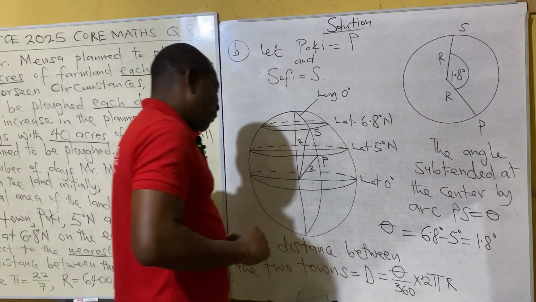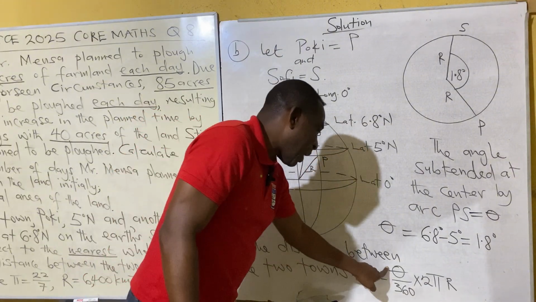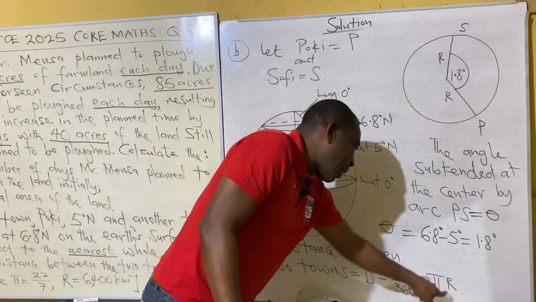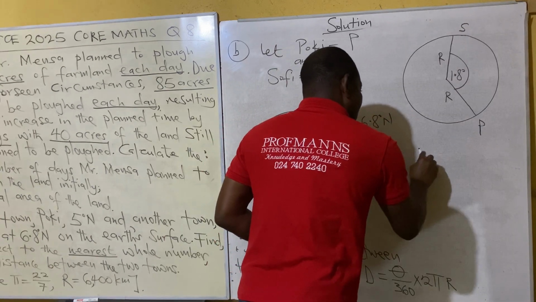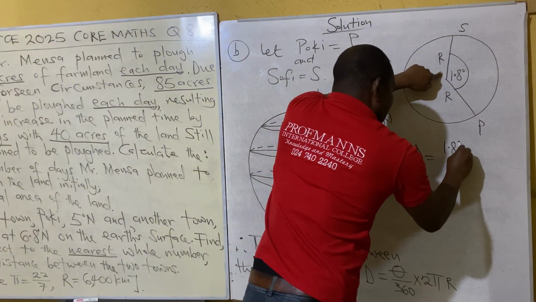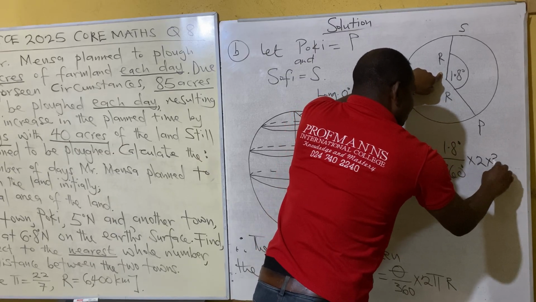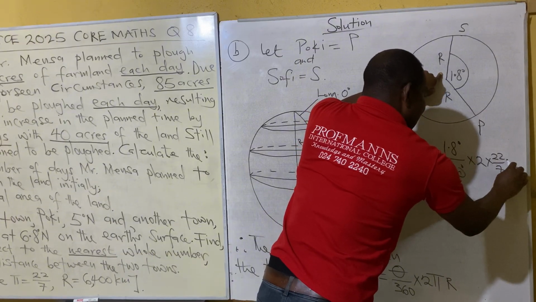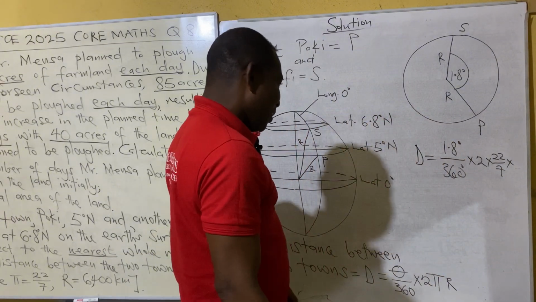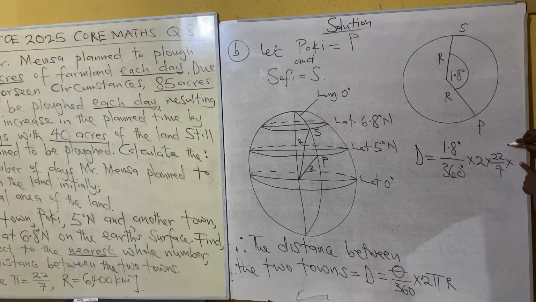So this is theta. Now, therefore, let us conclude. Therefore, the distance between the two towns is equal to D, which is theta over 360 times 2 pi R. And we know that D is equal to, theta we know to be 1.8 degrees over 360 degrees times 2 times pi, which is 22/7, times R. The capital R, for lack of space, let me write it here. So I'm writing 6400 kilometers.